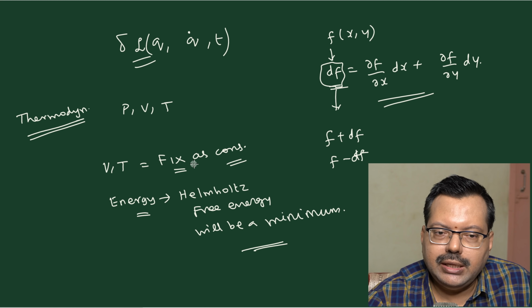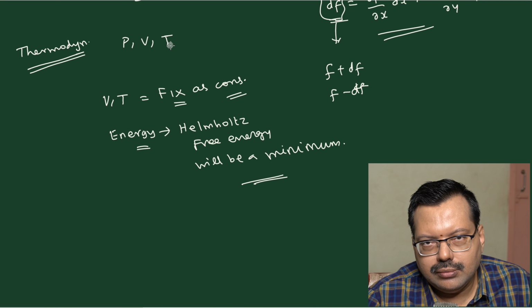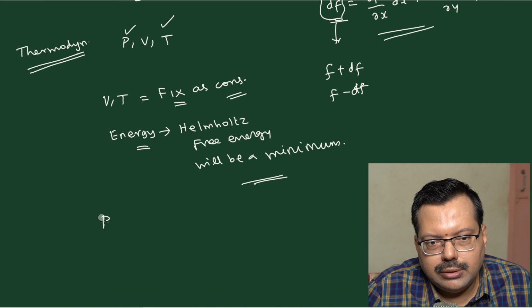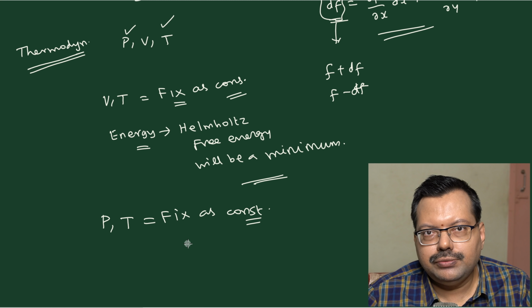That's the meaning. And suppose instead of volume and temperature, as I have written here, PVT is there. You have taken V and T, but you can take another combination such as P and T. You can take pressure and temperature and fix them as constant. That means volume can be allowed to vary. So you fix the pressure and temperature constant and allow the volume to change. In this experiment, the Helmholtz free energy is not the energy that comes into the picture. Instead, another energy known as the Gibbs free energy will become a minimum.